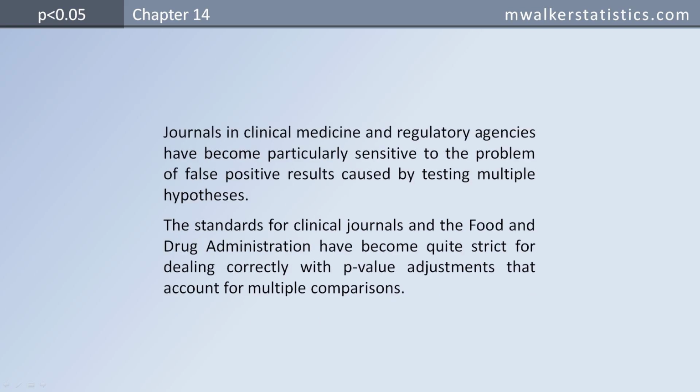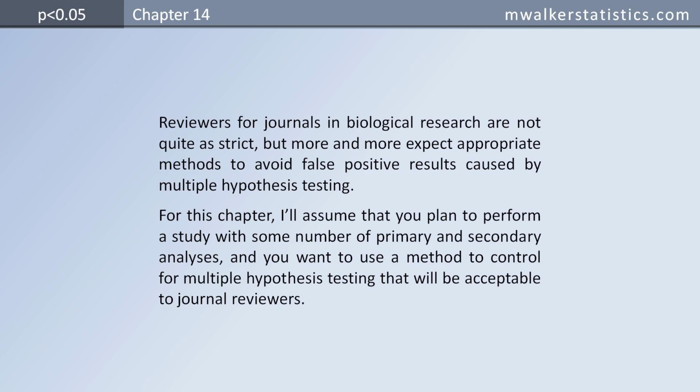Journals in clinical medicine and regulatory agencies have become particularly sensitive to the problem of false positive results caused by testing multiple hypotheses. The standards for clinical journals and the Food and Drug Administration have become quite strict for dealing correctly with p-value adjustments that account for multiple comparisons. Reviewers for journals in biological research are not as strict, but more and more expect appropriate methods to avoid false positive results caused by multiple hypothesis testing.